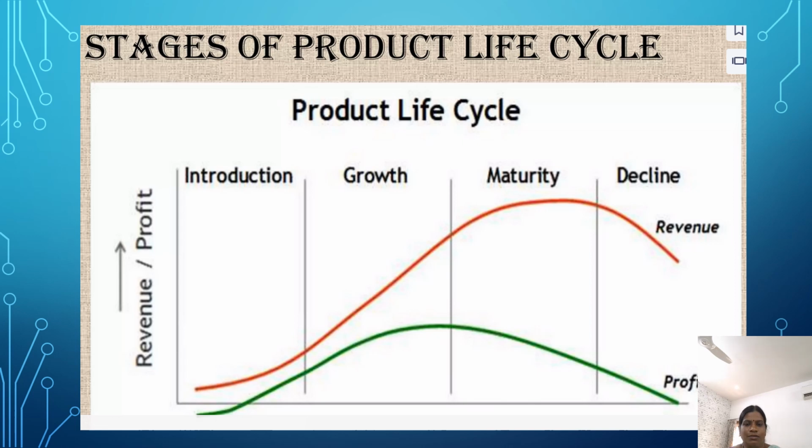In the second stage, the growth stage, the firm starts to earn profit up to the maximum level. Third is maturity, the stage in which the firm earns profit. The final stage is decline, where the firm again comes to the first level. The introduction stage and the last stage, decline, are the two stages in which the firm earns a loss.